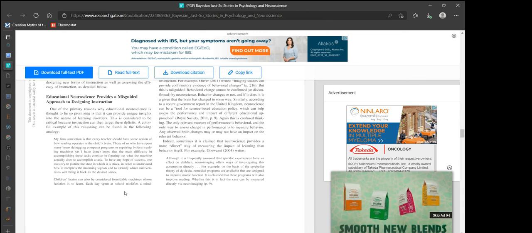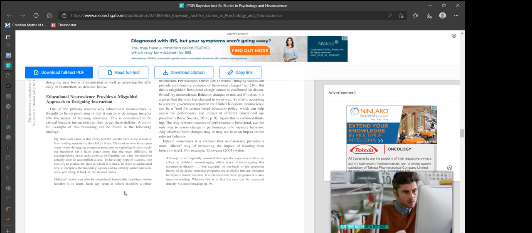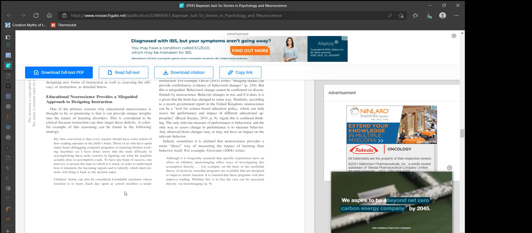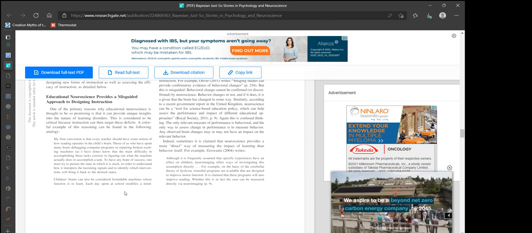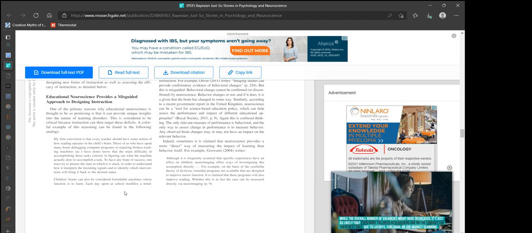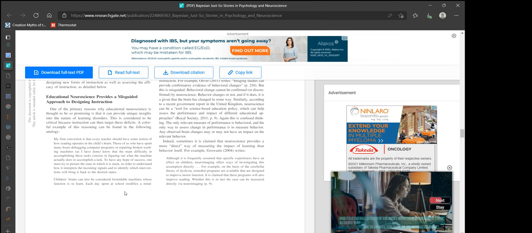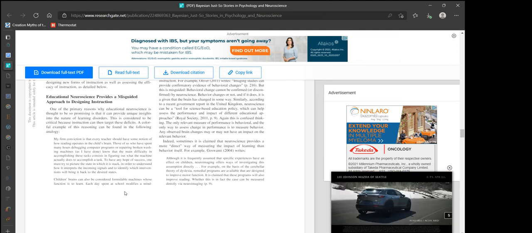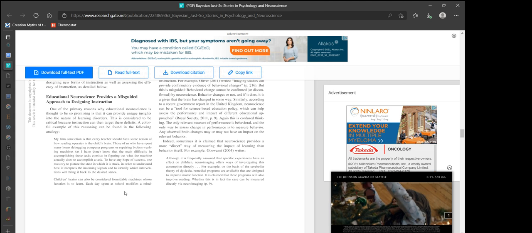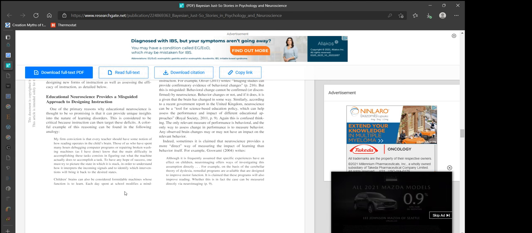One of the primary reasons why educational neuroscience is thought to be so promising is that it can provide unique insights into the nature of learning disorders. This is considered to be critical because instruction can then target these deficits. A colorful example of this reasoning can be found in the following analogy. "My firm conviction is that every teacher should have some notion of how reading operates in the child's brain.